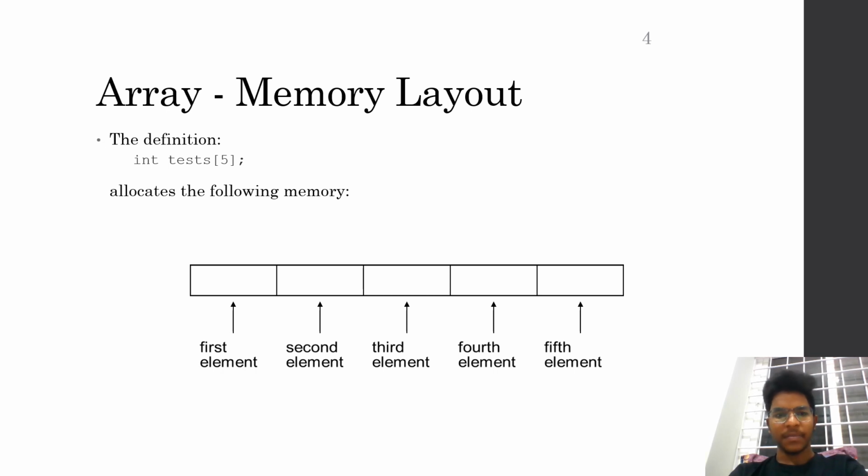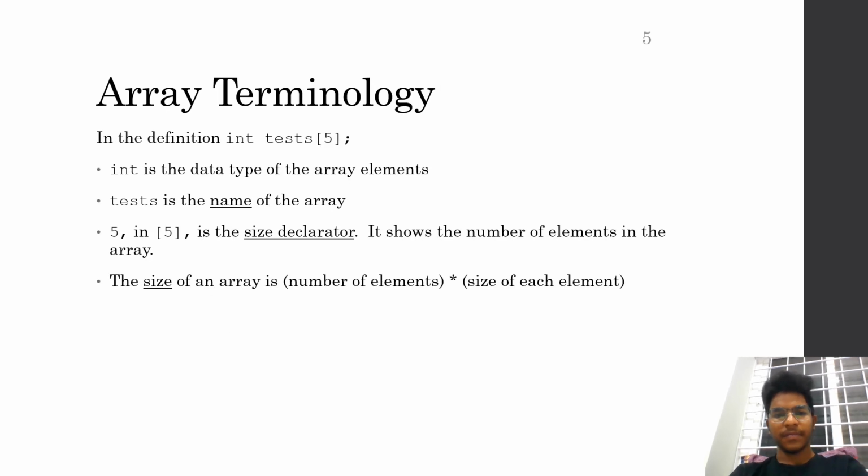Array memory layout. The definition allocates the following memory: first element in the first box, second element in the second, third element in the third, and so on. Array terminology. In the definition int tests[5], int is the data type of the array elements, tests is the name of the array, and 5 is the size declarator. It shows the number of elements in the array.